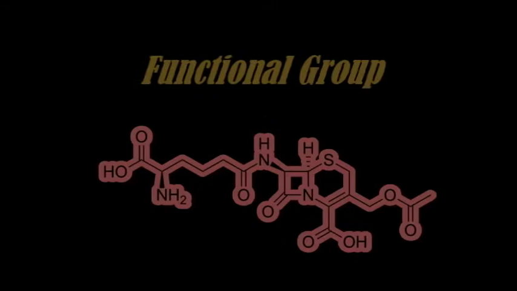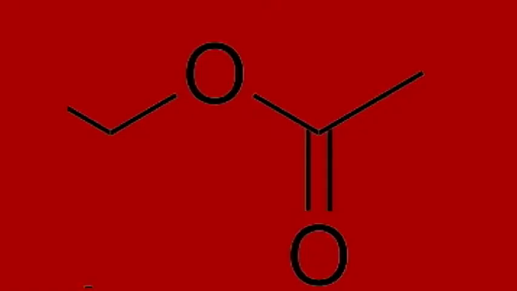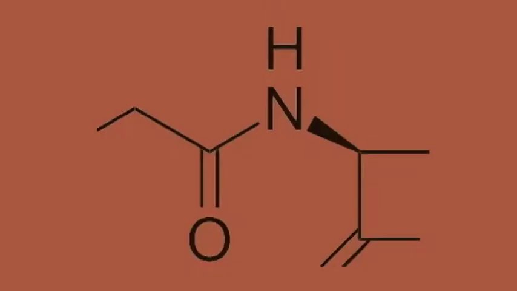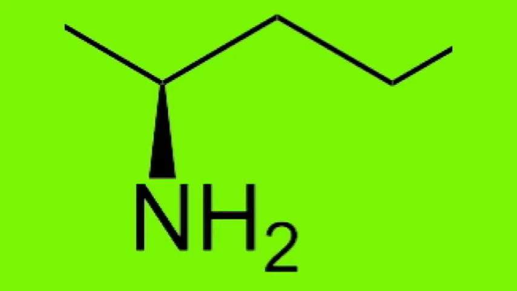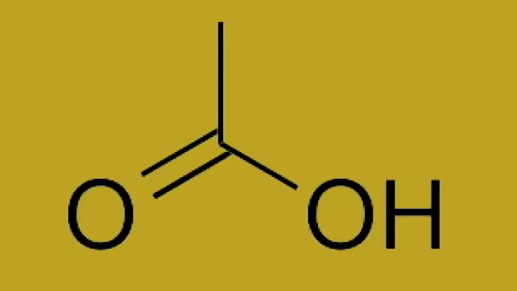So I'll be explaining the functional groups in cephalosporin. The first functional group is the ester group. The second functional group is the carbonyl group. The third functional group is the amide group. The fourth functional group is amine. And also the final functional group is carboxylic acid.